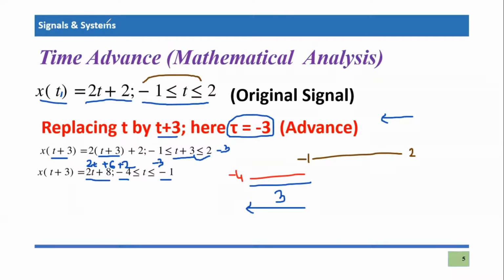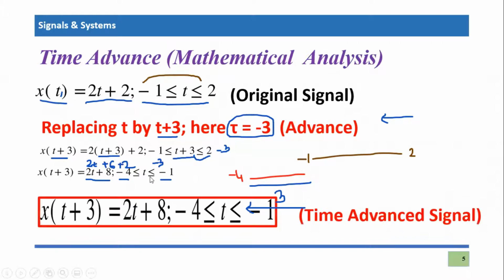And if I show you the final signal, it will look like this. So x of t plus 3 would become 2t plus 2, with the interval minus 4 to minus 1. So 2t plus 2 is the definition, and similarly minus 4 to minus 1 is the interval of the part, and this is the time advanced version of the original signal which we discussed earlier, right? So this was the mathematical analysis of the time advance operation.